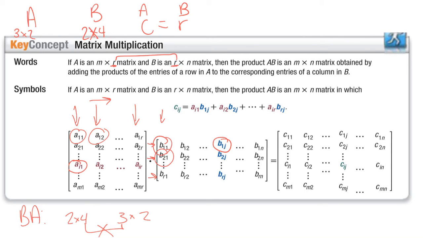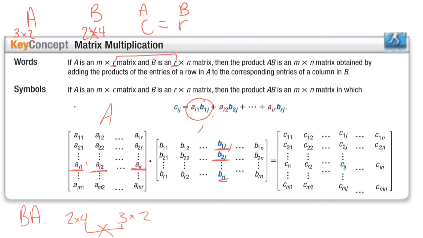So looking at the A, let me erase this, then we could just specifically look at the piece you're given in this definition, the blue and the red. You've got A, i of 1, you're going to multiply it by B1 of j, plus the next piece in the row times the next piece in the column. Continue on through the row of A and the column of B. And that's why they have to have the same matching value, okay?